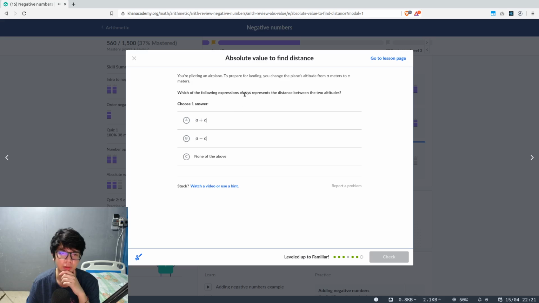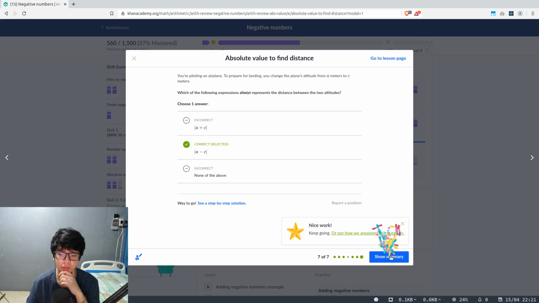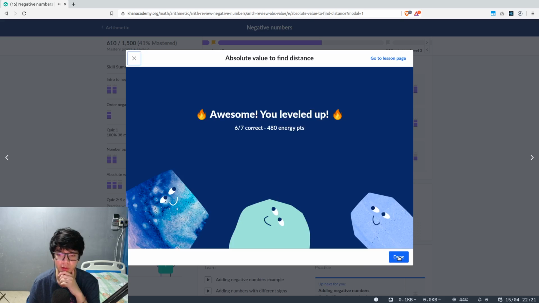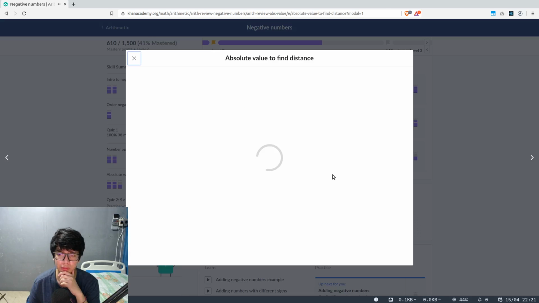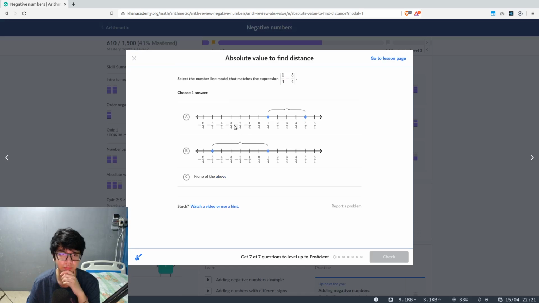You're piloting an airplane to prepare for landing. You change the plane's altitude from A meters to C meters. Which of the following expressions always represents the distance between the two altitudes? Okay, I always make one mistake. What is this? Could be this one.